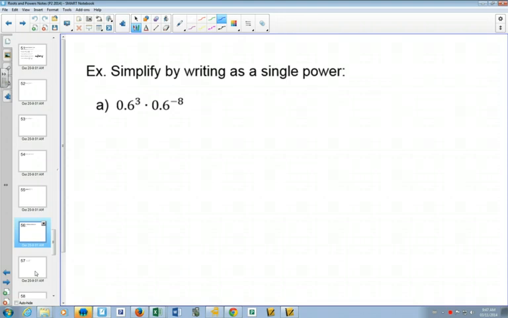So what exponent law can we use in this one? Add the exponents, subtract the exponents, multiply them, divide them. Guess. I love that exponent law. Bases are the same, so we're going to add them. When you add them, you get 0.6 to the negative 5.